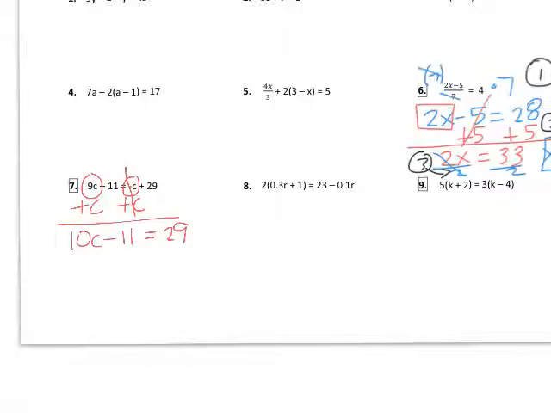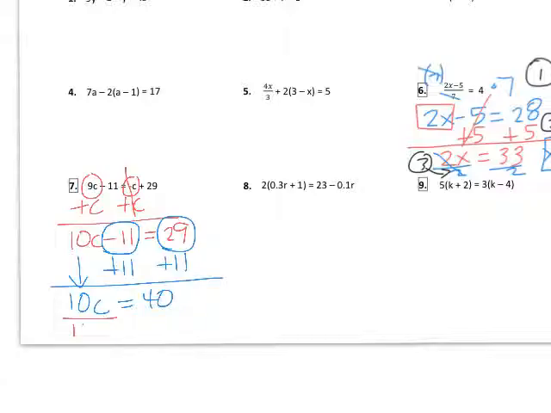Okay, the next thing I have here is a negative 11 with no variable and a 29 with no variable. So I'm going to add 11 to both sides. All right, there's step number 2. I'm going to bring down my 10c because it's still there. And 29 plus 11 is 40.